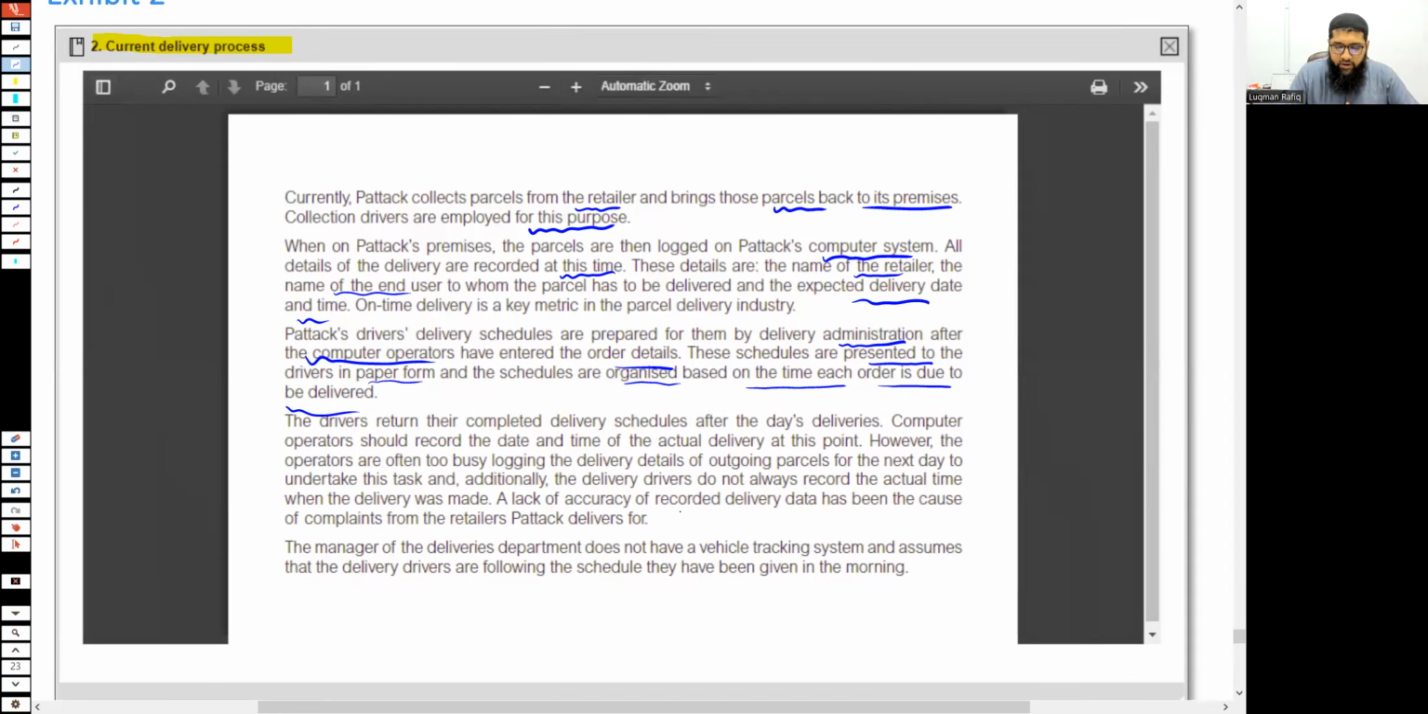A lack of accuracy of recorded delivery data has been the cause of complaints from the retailers. Like you would always enter into an argument with the customer, where the customer would say, no, my parcel was delivered at 9 p.m. You would say, no, our record says it was delivered at 7 p.m. You need to get rid of this problem.